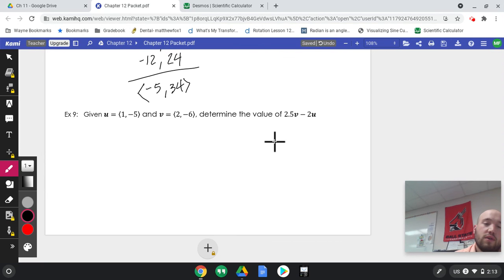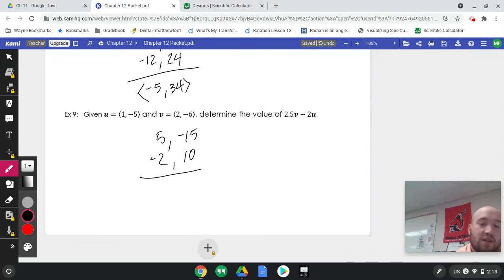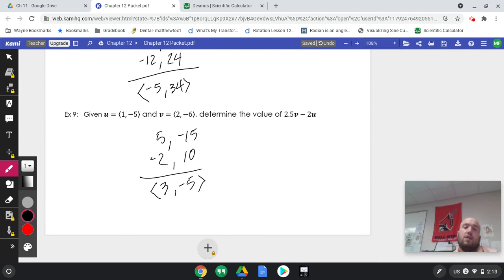And our final one, u and v, it's 2.5v, so that gets a little bit more difficult, but 2.5, so 2 times 2 is 4, 0.5 times 2 is 1, so 4 plus 1 gives us 5. 2 times negative 6 would be negative 12. 0.5 times negative 6 is negative 3, so add those together, negative 15. Meanwhile, u is negative 2 and 10. If we add those together, we'll get 3, negative 5. So just be careful, not difficult. Just got to take your time.